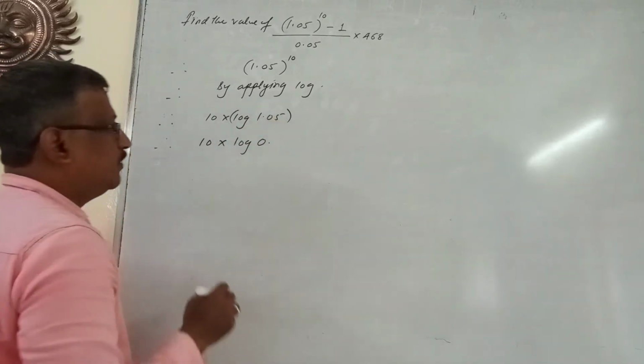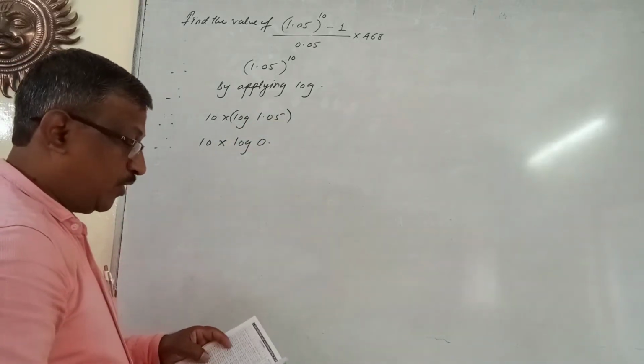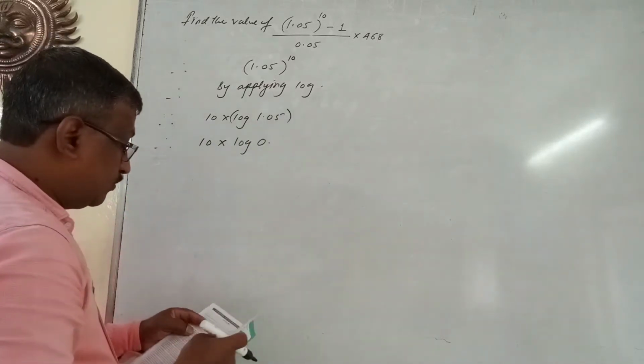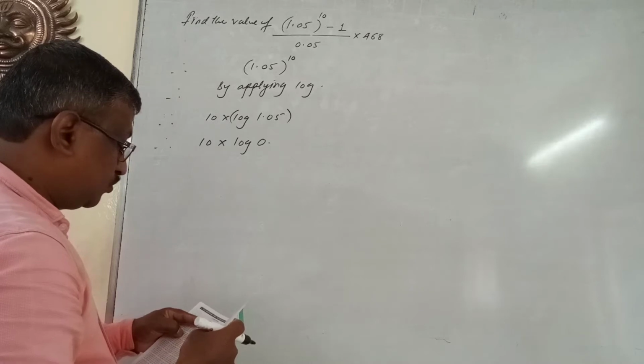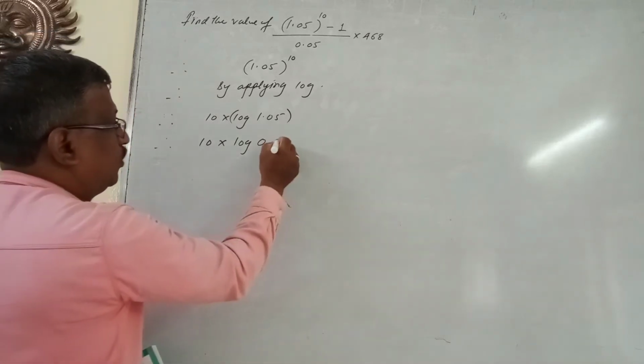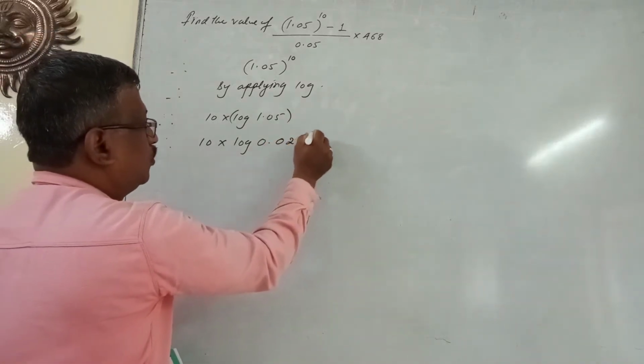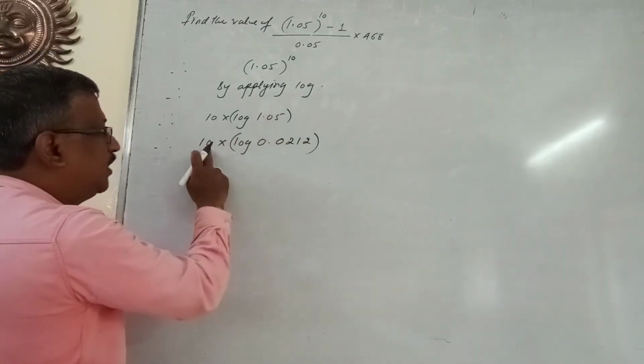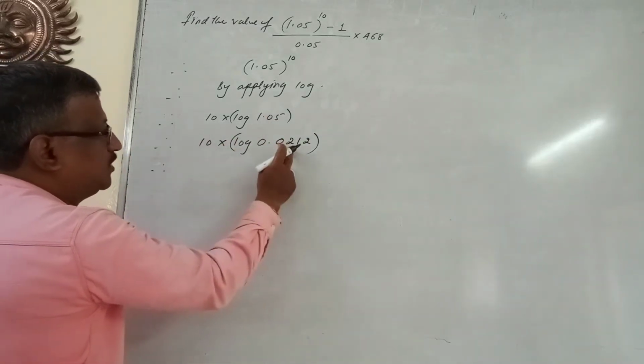The characteristic of this number will be 0, place a decimal point and go for log. In the log you have to see the 10 row, fifth column, and the difference 0th column. So 10 row, fifth column, difference 0th column, it comes to 0212. So this is the log of this, and whatever log has come, you have to multiply by 10. So multiply this by this 10.